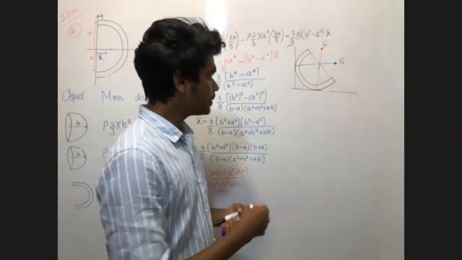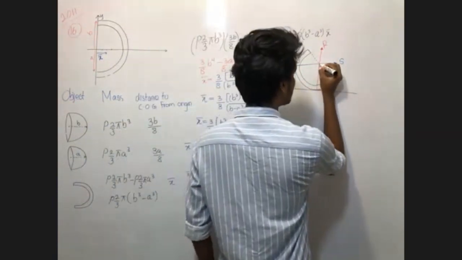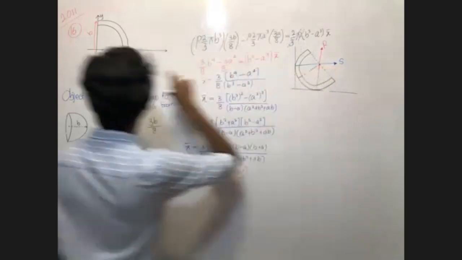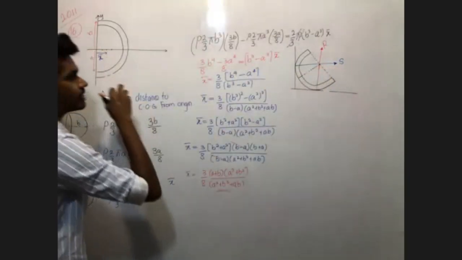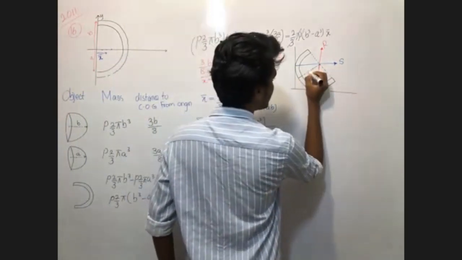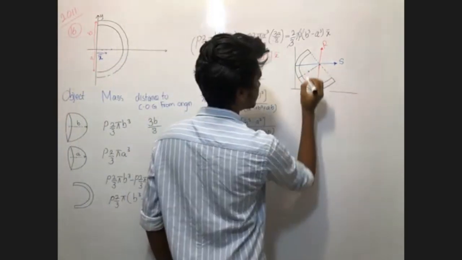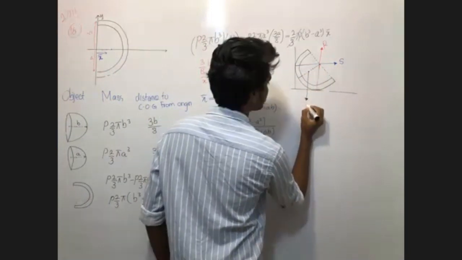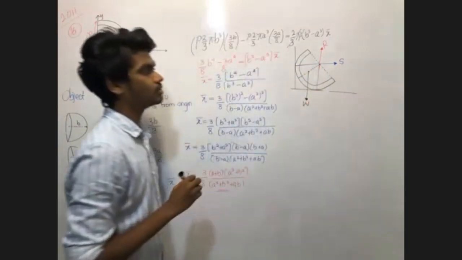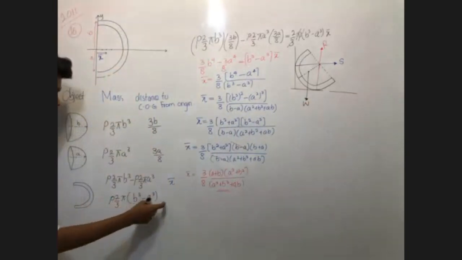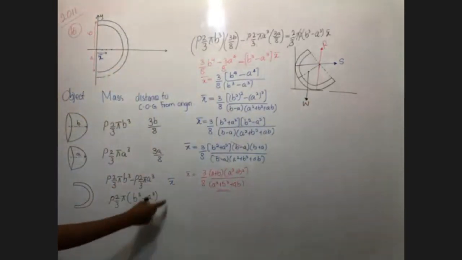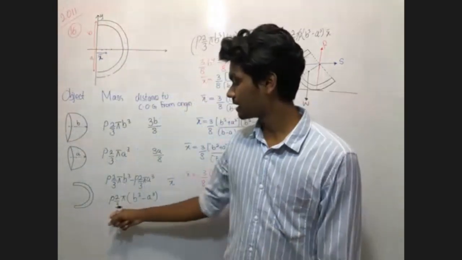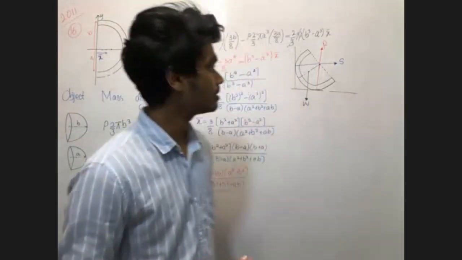So where is the weight going to act? This is the center. From here, X bar, somewhere here. What is this? W, the total weight. What is the total weight? This. I'll mark W, right? And I'll not write this for the timing.